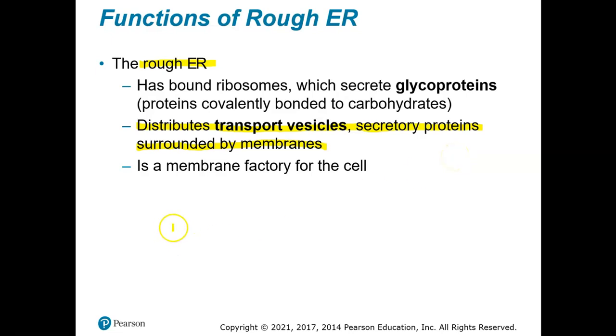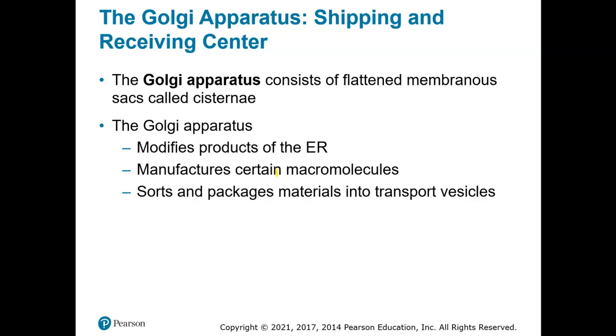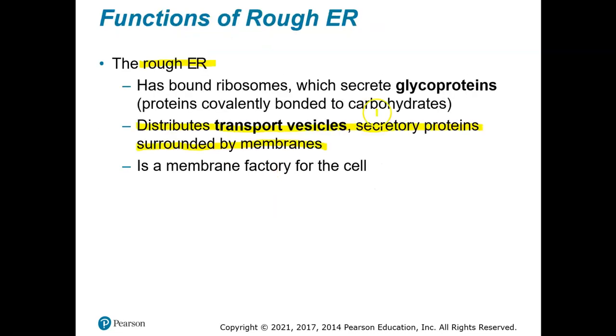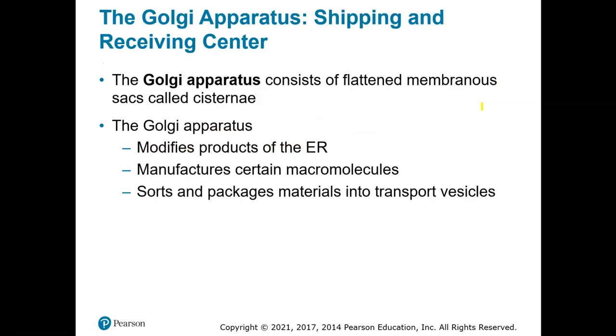So the rough ER is basically, you can describe it as a membrane factory for the cell, a factory for proteins. And then up here it does say glycoproteins. Glycoproteins are proteins that have carbohydrate chains attached, and they are typically found in the plasma membrane, and they function as recognition proteins. The ones I told you about that function in tissue recognition, if you have someone who needs an organ donor, and they have to find a tissue match.